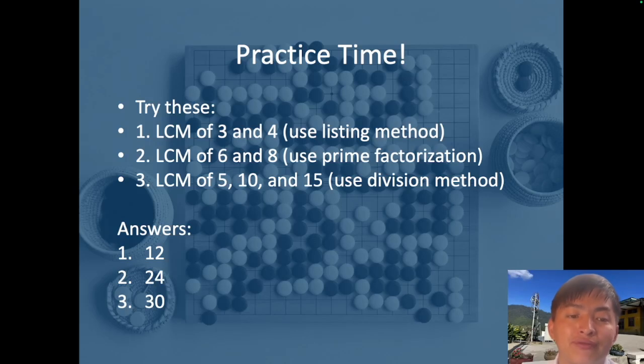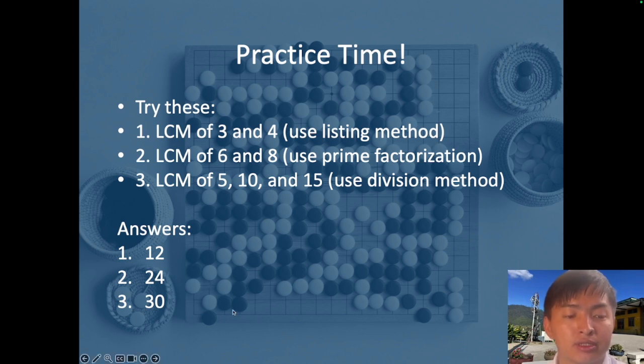Okay, now that we have learned about the different types of methods to find LCM, in this slide we are going to solve a few of the questions related to LCM using those methods. So the first question says find LCM of 3 and 4 using listing method. Second question says find the LCM of 6 and 8 using prime factorization. And the third question says find the LCM of 5, 10 and 15 using division method. So we are going to solve this question one by one.